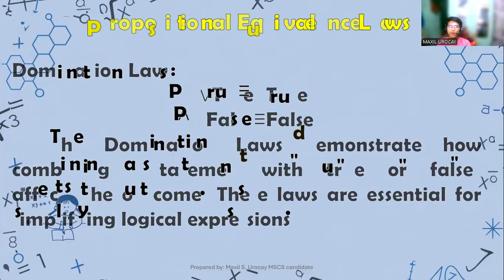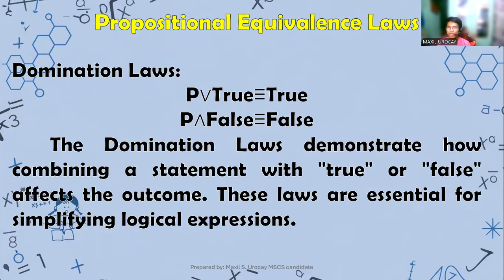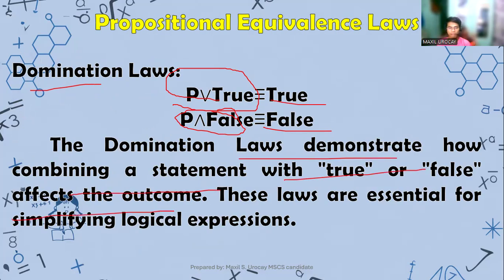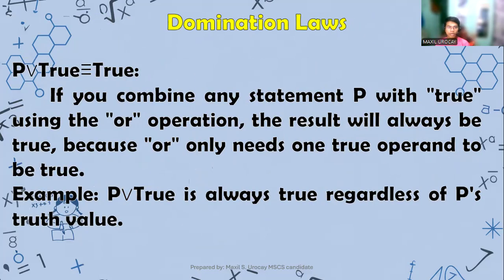Now, for the domination laws. For domination, P or true equals true, and P and false equals false. The domination laws demonstrate how combining a statement with true or false affects the outcome. These laws are essential for simplifying logical expressions. So if we're trying to dominate here, it will not result in identity. It returns to true or returns to false.